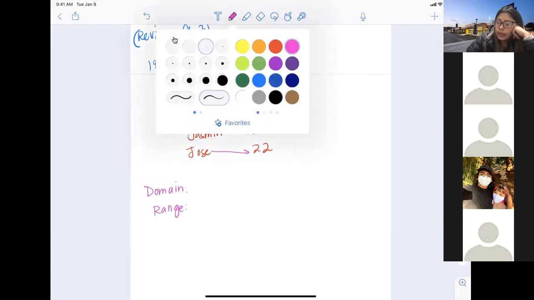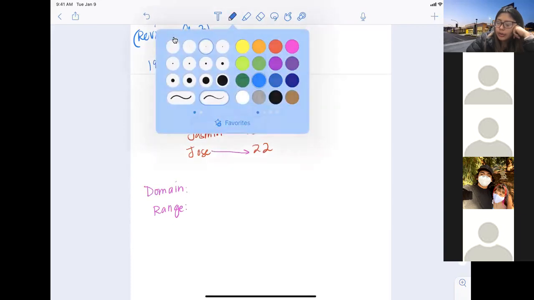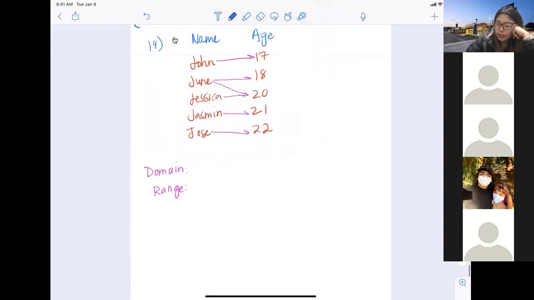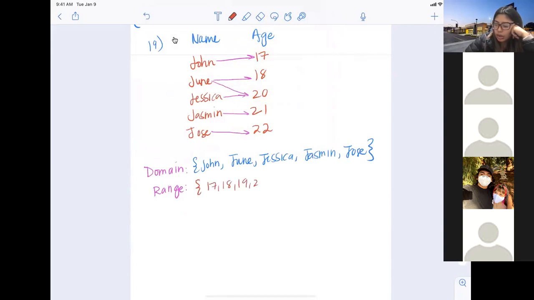Well, what is the domain? The domain are these values, the names. So the domain is John, June, Jessica, Jasmine, and Jose. That is the domain. The range is the age. So 17, 18, 20, 21, and 22. That is the domain and that is the range.